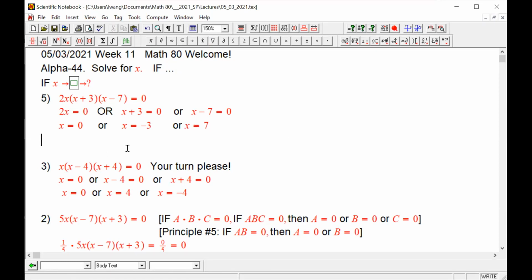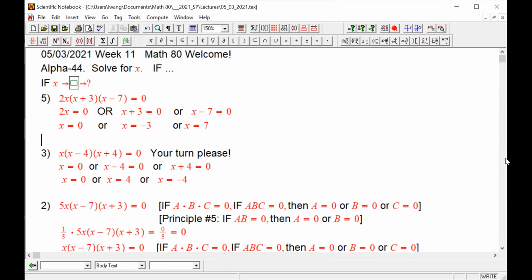Got it? So you can see all of these questions at alpha 44 have something in common, right? The right-hand side is already set to 0, if the output is 0. So that kind of statement. What if, right? We have to do factoring.